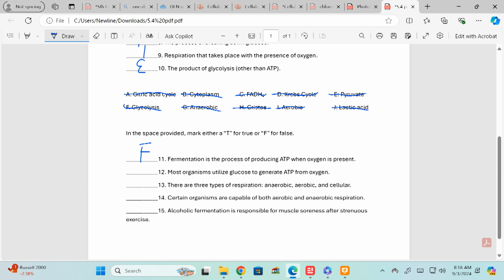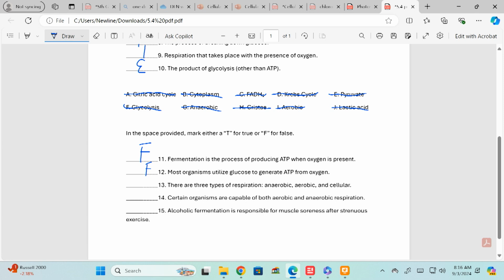All right, 12. Most organisms utilize glucose to generate ATP from oxygen. Okay, this one's kind of tricky. I'm going to put false here because the words are kind of in the wrong order. It should read, most organisms utilize oxygen to generate ATP from glucose. So it's kind of in the wrong order there. But I think true or false could work for 12, okay.